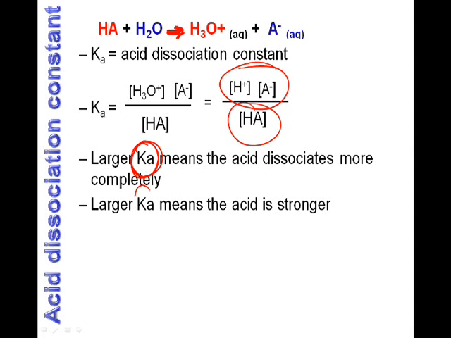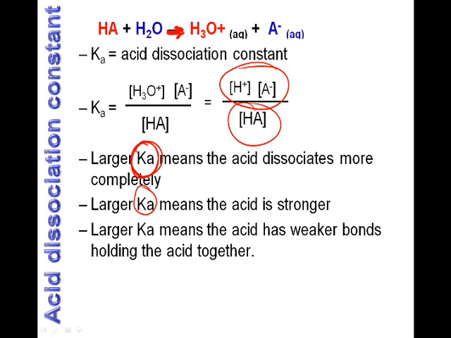So we can always look at a table of acid dissociation constants, Kas, and get an idea of the relative strength of those acids. And a larger Ka also means a weaker bond right here holding this together. If you compare these two acids, which one has the weaker bond holding the hydrogen to its conjugate base? Well, this bond would be weaker because it's a stronger acid.